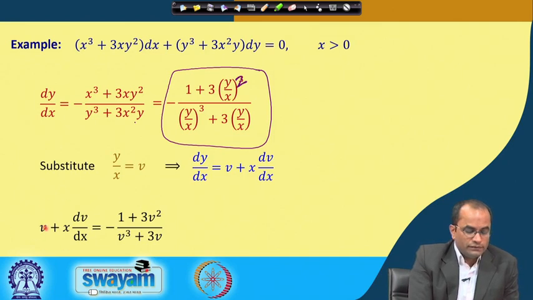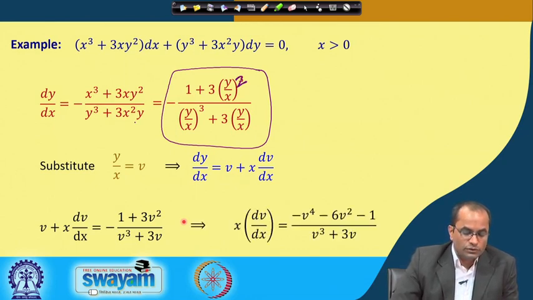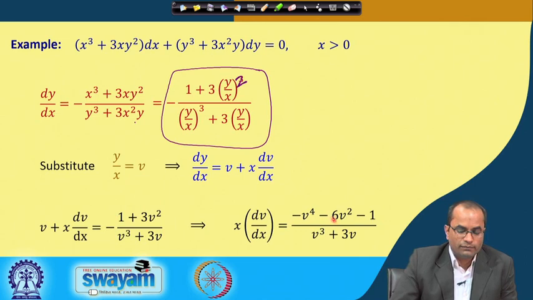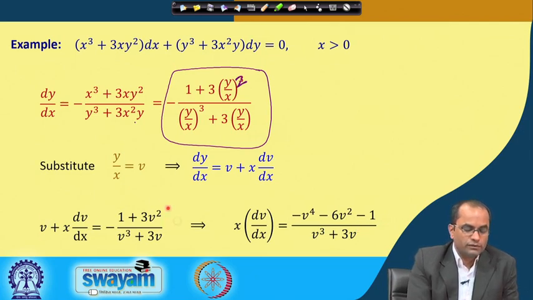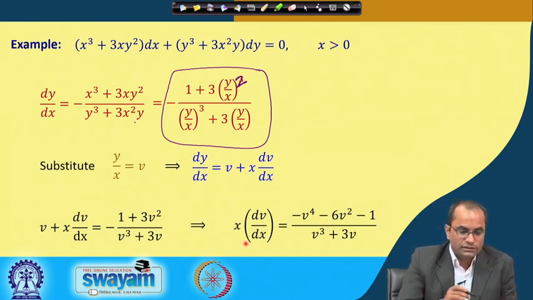Now we can take this v to the right hand side, and the equation is separable in terms of v and x. While taking it to the right hand side, we will get minus v to the power 4 minus 6 v square minus 1, divided by v square plus 3 v, when we subtract v from the right hand side. Now this equation is in separable form. We can take this term to the left hand side, and the right hand side will have dx over x, and then we can integrate easily.